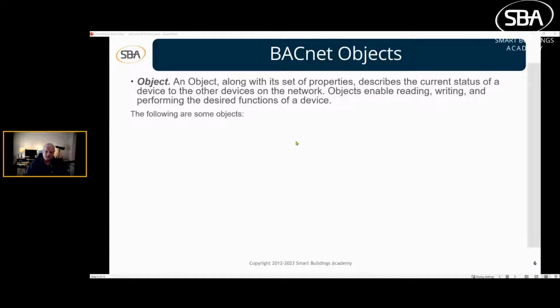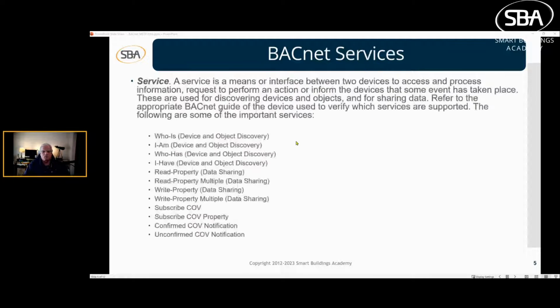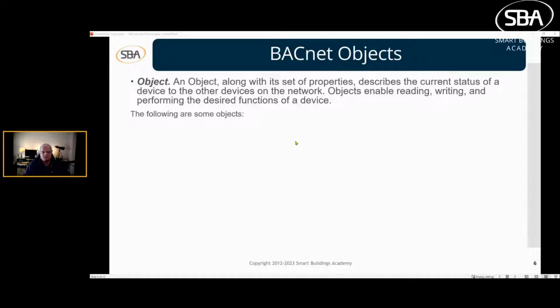For example, if I have a temperature sensor made by brand X, inside that temperature sensor is going to be what is the name of the object, what's the address of the object, what is the description of the object, what is its current value. So here's some objects that BACnet works with. And this is not a comprehensive list, it's just an introductory list.